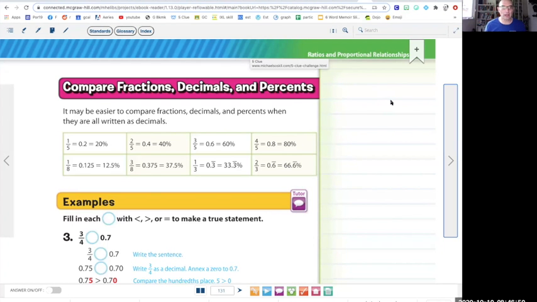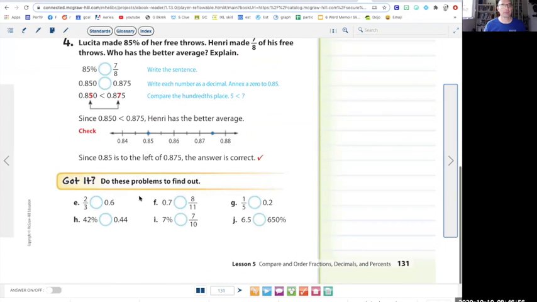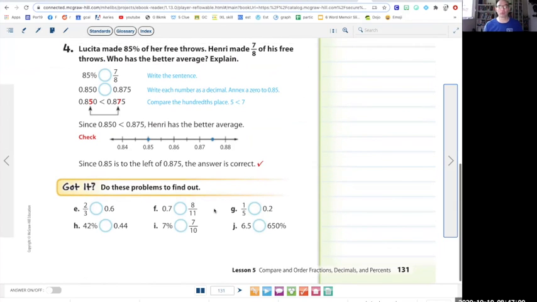Okay, so now what we're going to do is some of the problems at the bottom of page 131. There's several of them here. We'll do a couple together and then you'll do the rest on your own and we'll check in. So let's look at problem E here, which is comparing 2/3 and 0.6. So you're comparing a fraction and a decimal. The best way to do this is to make these both be either fractions or decimals. So let's make them both be decimals, the same kind of number, and that makes it easier to compare.